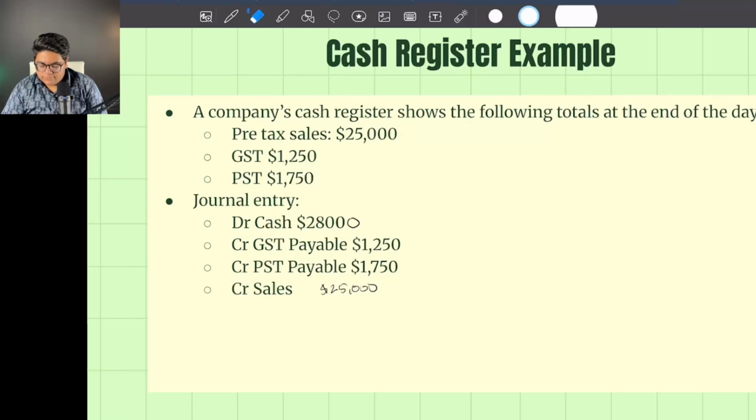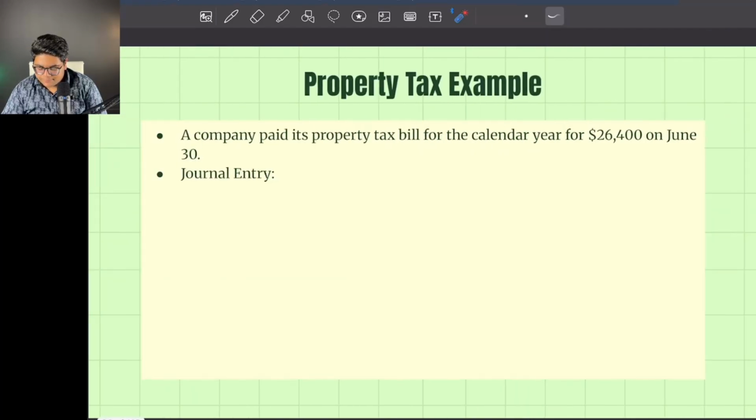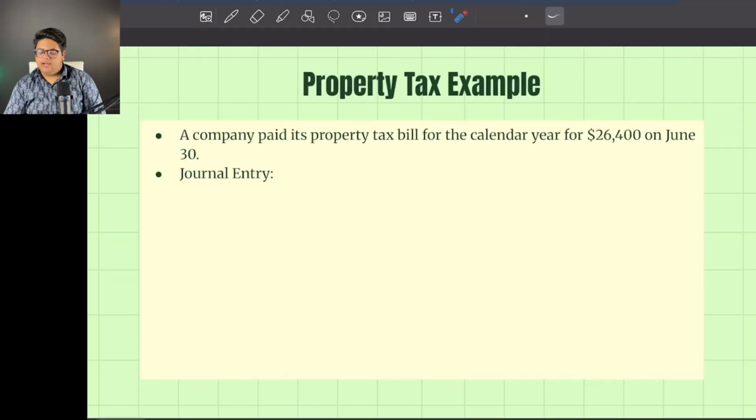So now you have a total of $3,000 in your credits, and you have $28,000 in your debits. You've got to come up with $25,000 worth of credits, hence your pre-tax sales. So you're going to credit your sales, which is $25,000. All of this, your debits and your credits, adds up to $28K, and this is how you would record that liability. So, property tax example: a company paid its property tax bill for the calendar year.